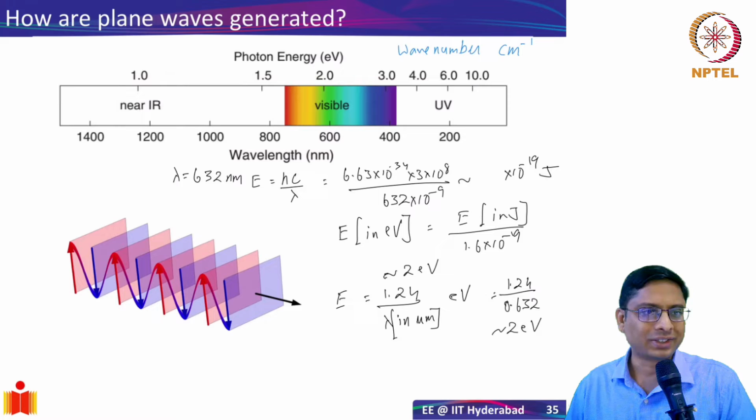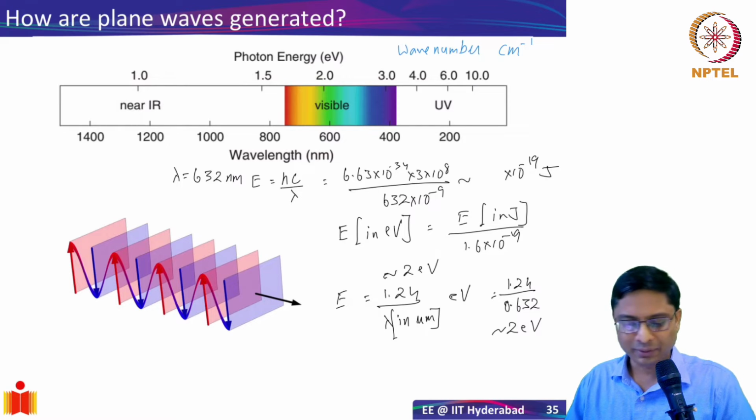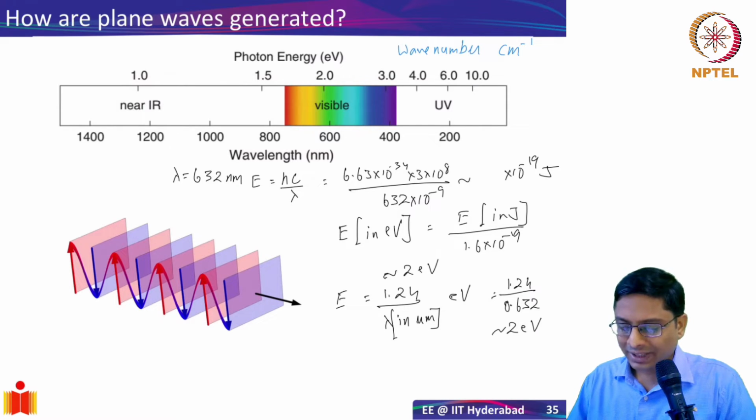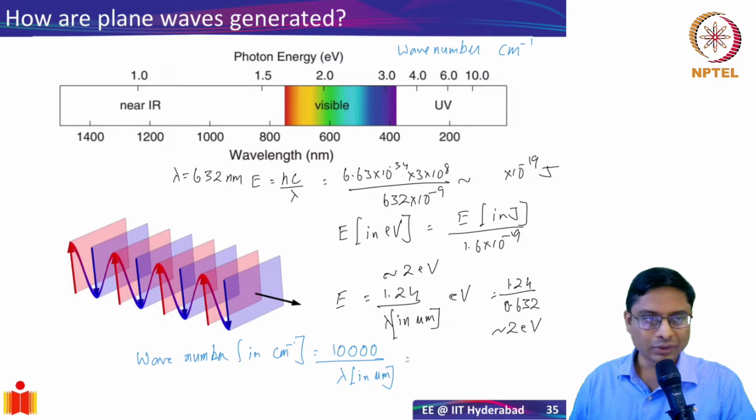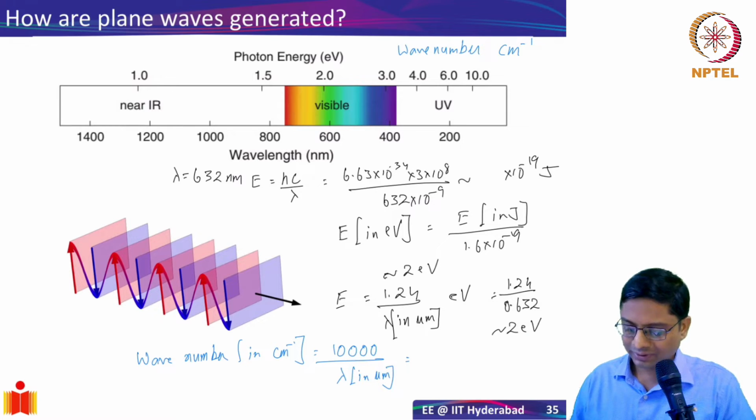I would suggest that you should be familiar with this because many times we use it. The other unit I mentioned, centimeter inverse, the wave number. So what we do for that is, let's say I want the wave number in centimeter inverse: you take 10,000 divided by the wavelength in microns, lambda in micrometers.